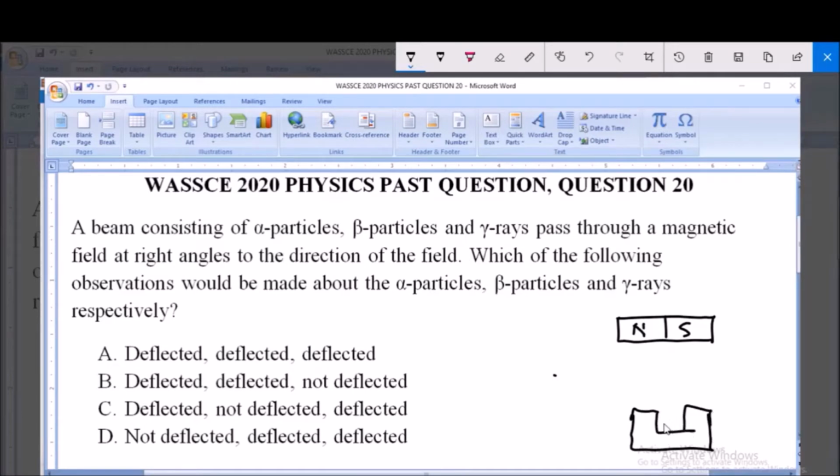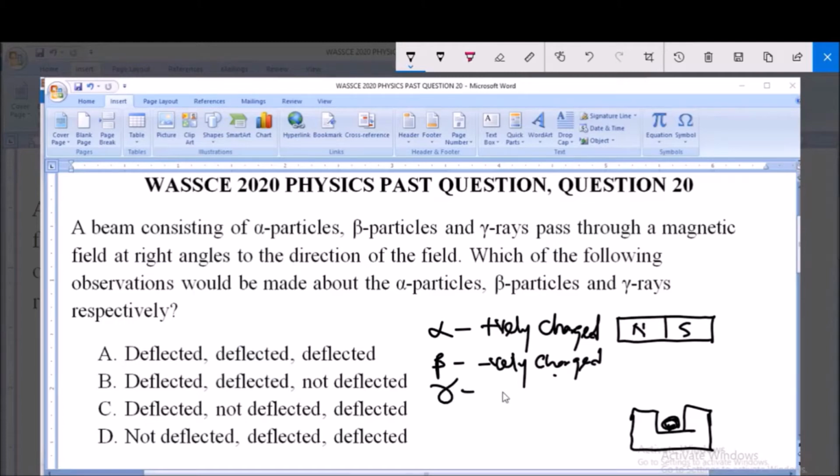Like this, we have a radioactive element producing these rays or these particles. Now, I want you to understand that the alpha particle is positively charged. Alpha particle has a positive charge. Now the beta particle has a negative charge. It's negatively charged, while the gamma ray is neutral. The gamma ray is neutral. It has no charge at all.